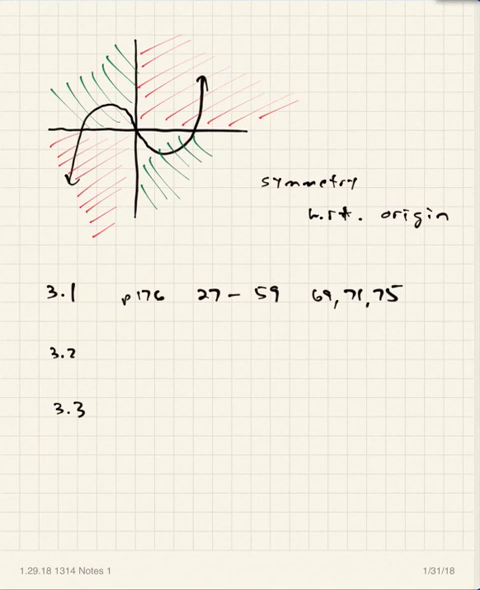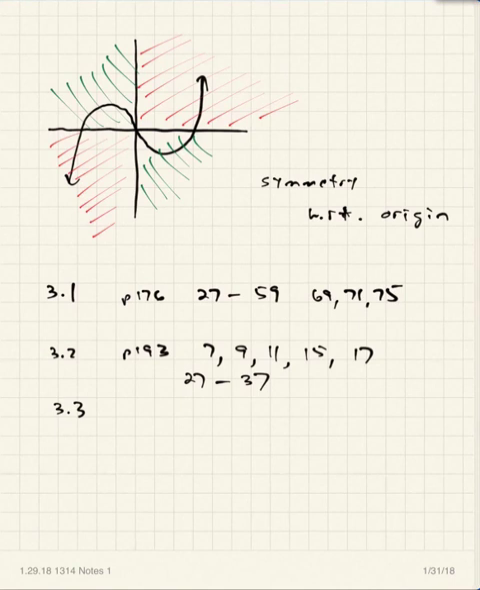And then 3.2. This is on page 193. Problems 7, 9, 11, 15, and 17. Those would all be good examples to look at. And then 27 through 37. Still not quite finished with 3.2. There's still a little bit left to do there.